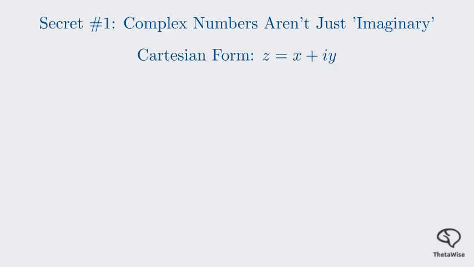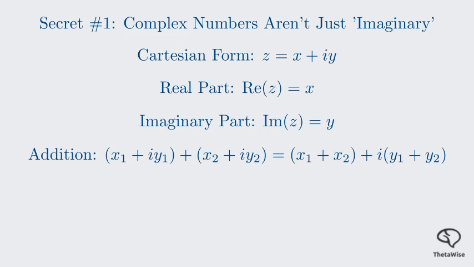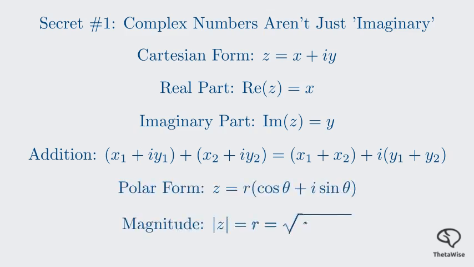When we add two complex numbers, like z1 plus z2, we just add their real parts and their imaginary parts separately. It's really just adding two vectors. Subtracting works the same way. Now, the real secret is understanding the polar form.